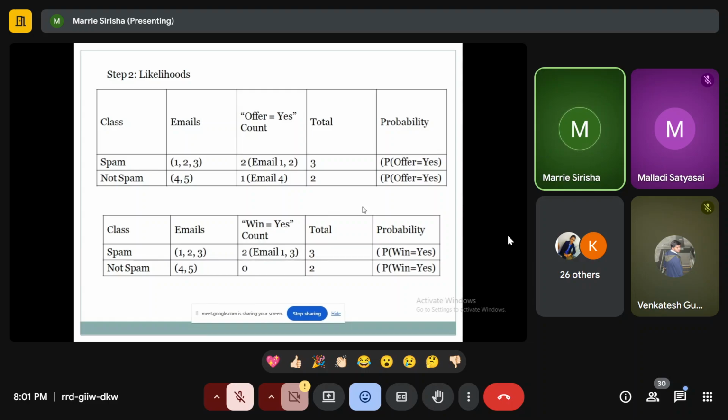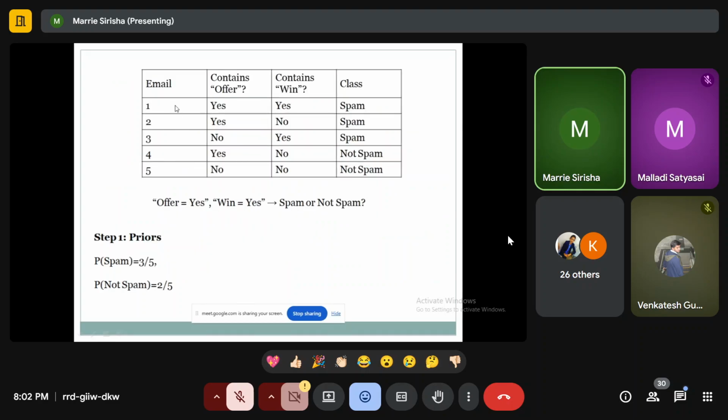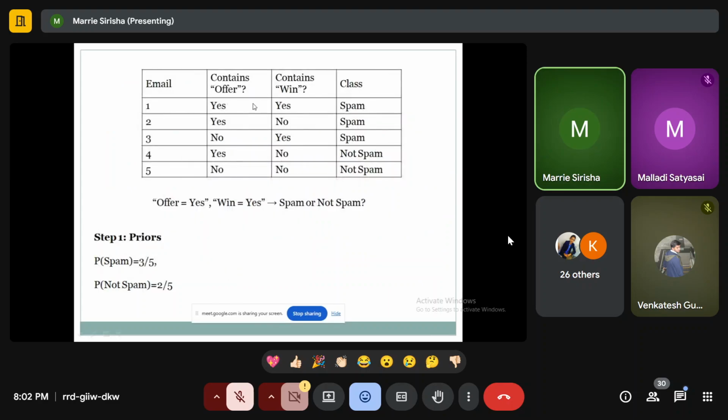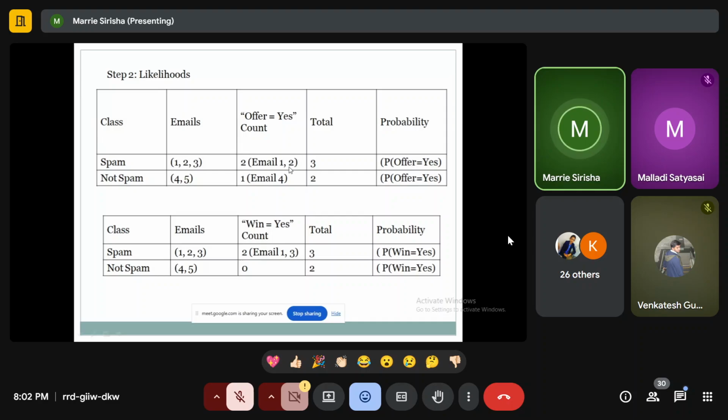For example, ఇప్పుడు మనకి క్లాసెస్ ఏమి ఉన్నాయి? స్పామ్ అండ్ నాట్ స్పామ్ ఆర్ ద 2 క్లాసెస్. స్పామ్ అని ఎన్ని మెయిల్స్ లో ఉన్నాయి? స్పామ్ అని 1, 2, 3 మెయిల్స్ లో నాకు స్పామ్ అని ఉంది. ఓకే. ఆఫర్ ఎస్ అని ఎన్ని మెయిల్స్ లో ఉంది? ఆఫర్ ఎస్ 2 మెయిల్స్ లో ఉంది. సో ఐ హ్యావ్ టేకెన్ 1 and 2.